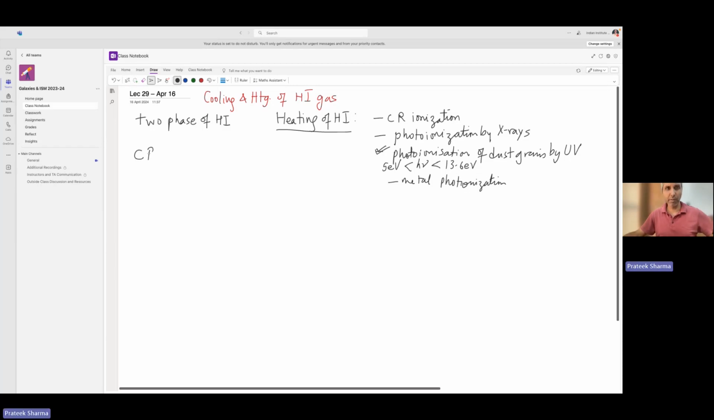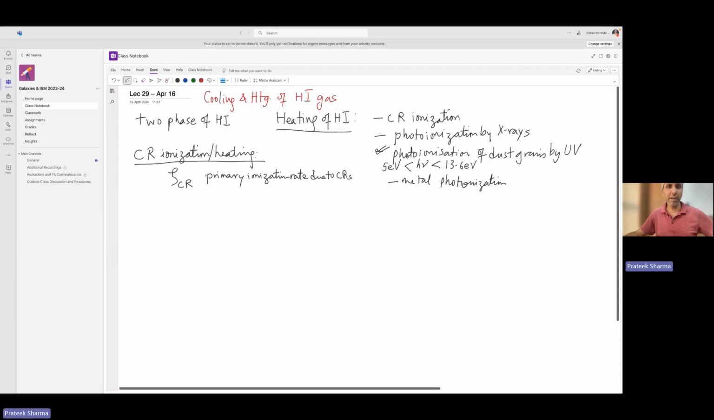So let's talk about cosmic ray ionization. Sort of heating. So it's sometimes characterized by this zeta CR. And the zeta CR is a primary ionization rate due to cosmic rays.